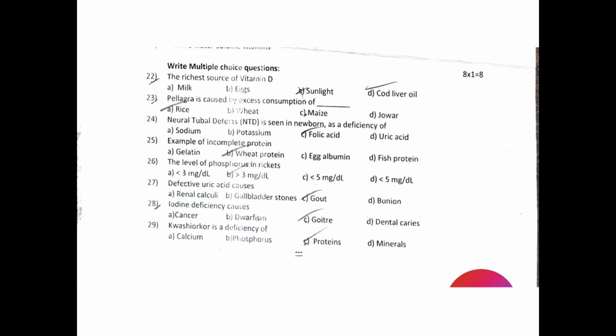So richest natural source is sunlight. There is no doubt in that. But they have not asked richest natural source. They ask richest source of vitamin D, which is cod liver oil. Next, pellagra is caused by rickets.